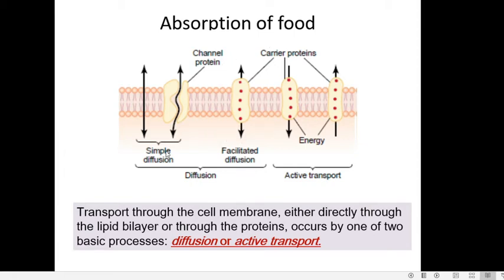But simple diffusion and facilitated diffusion share a similarity: they both are energy independent because the substance is transported along the concentration gradient, that is from a region of high concentration to a region of low concentration. Whereas in active transport, energy is required, and energy is usually derived from the hydrolysis of the ATP molecule.